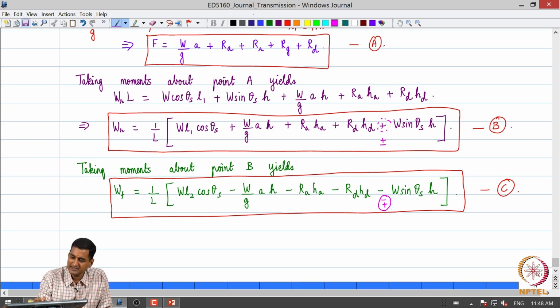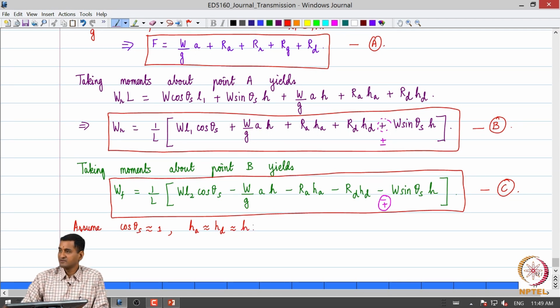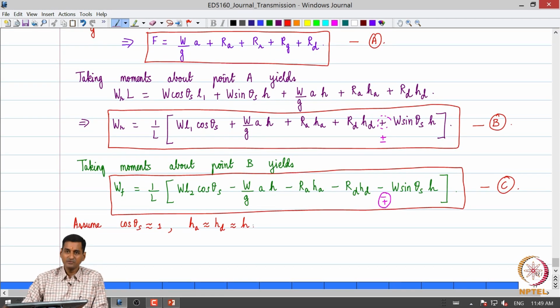Now we are going to make an approximation. Let us assume that the grade angle is small enough such that cos theta s is almost equal to 1, that is one assumption, and we will also assume that the values of ha, ht are almost equal to h. These are two assumptions that we are going to make, just to simplify these expressions.